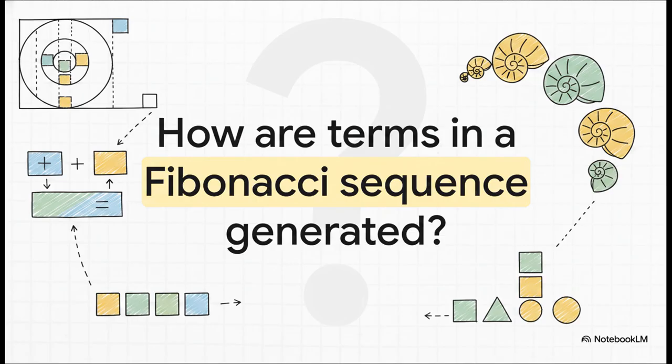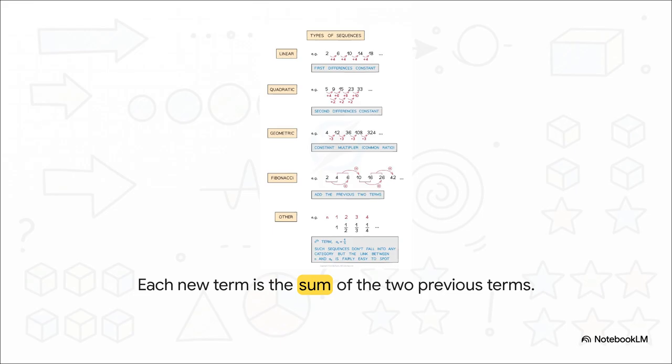Okay, time for a true classic. Question 6 is about one of the most famous patterns in all of math, the Fibonacci sequence. So, how do you actually generate the next number in the chain? The rule is just beautiful in its simplicity. You just add the 2 previous terms together to get the next one. You can see it right here. 2 plus 4 gets you 6, 4 plus 6 gives you 10, and on it goes.